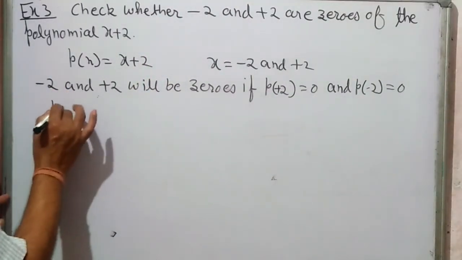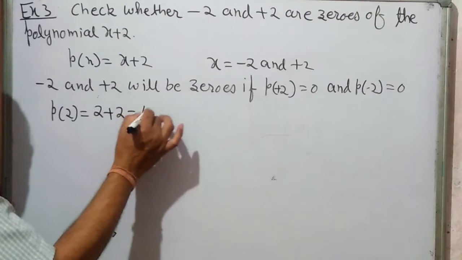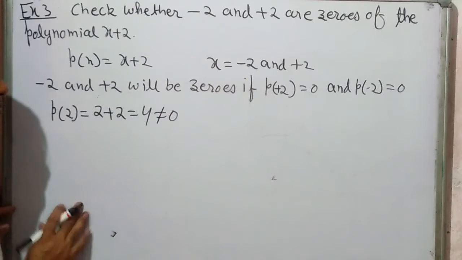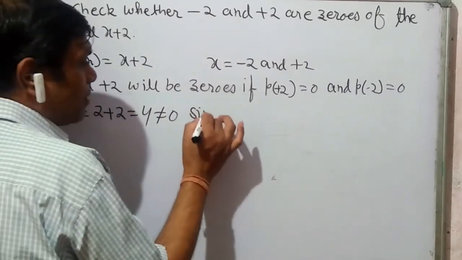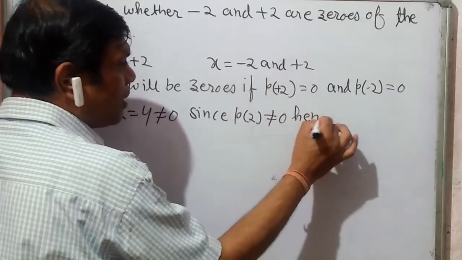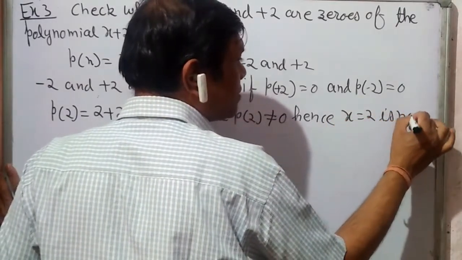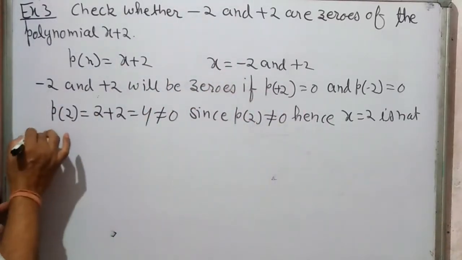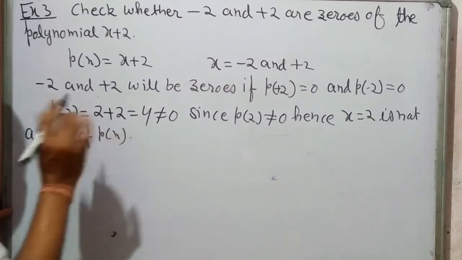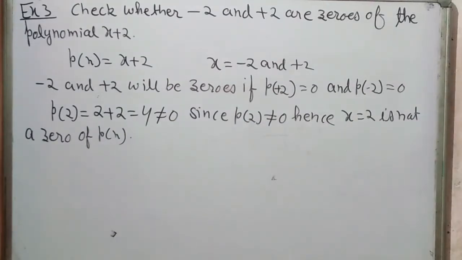First we find the polynomial's value at 2. It should be 2 plus 2, that is 4. Is it 0? Not equal to 0. Since the polynomial's value at 2 is not 0, hence x equals 2 is not a zero of p(x). That means x equals 2 cannot make the value of the polynomial 0.